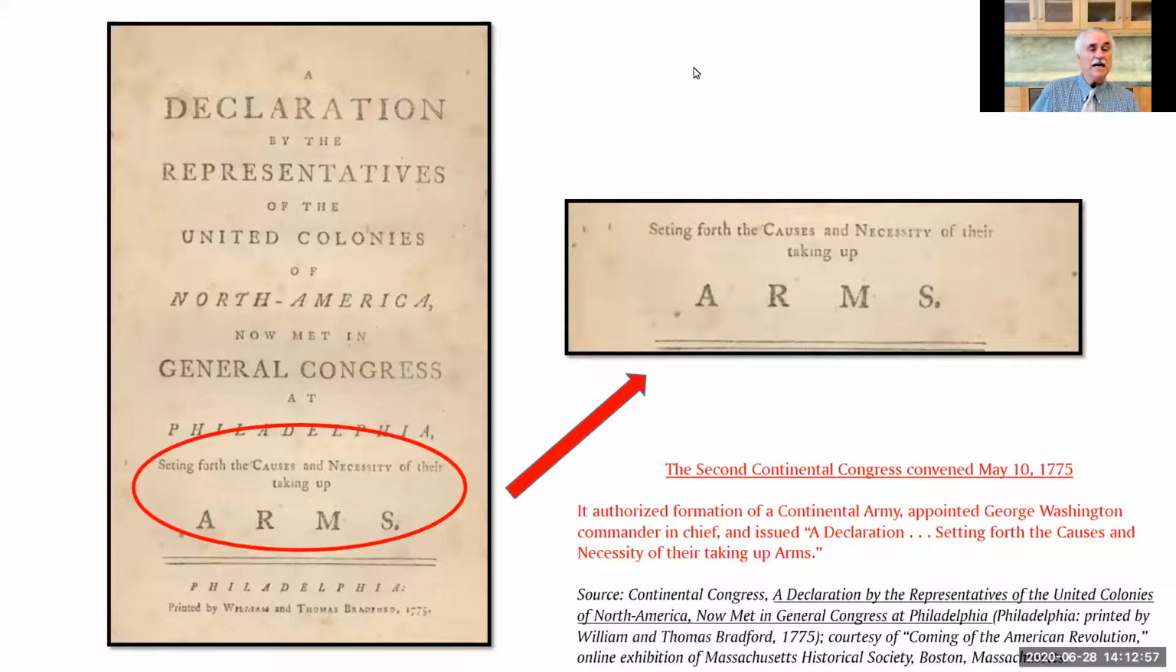This is a declaration of the Second Continental Congress. I've taken the bottom and circled it and put it up on the right to make it bigger, setting forth the causes and necessity of their taking up arms. So the Congress is explaining why they're using guns and while using weapons to protect themselves against England.